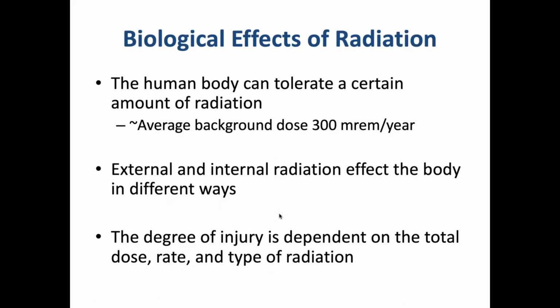Okay, the human body can tolerate a certain amount of radiation. The average background dose is 300 millirems per year. Where does that come from? There's a million different sources for that, right? Cosmic radiation, there are some terrestrial sources, there are medical sources, and so on. But on average, the background dose for us is about 300 millirem per year.